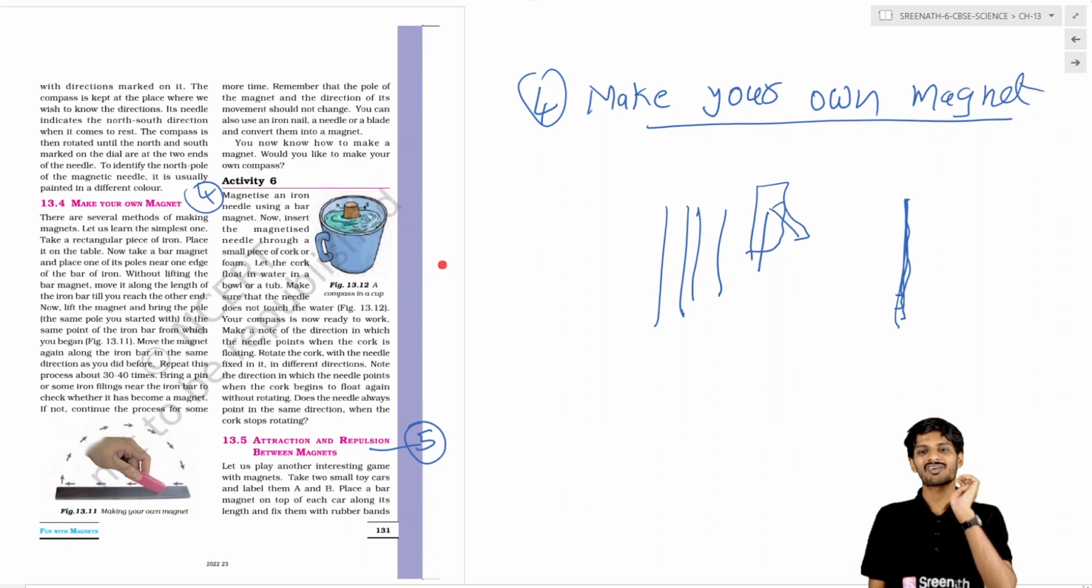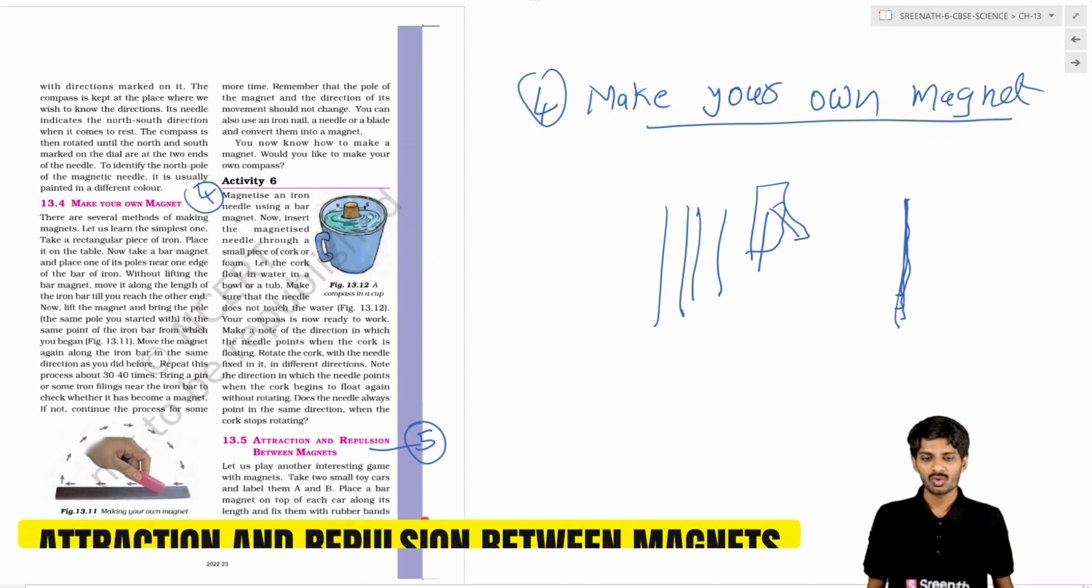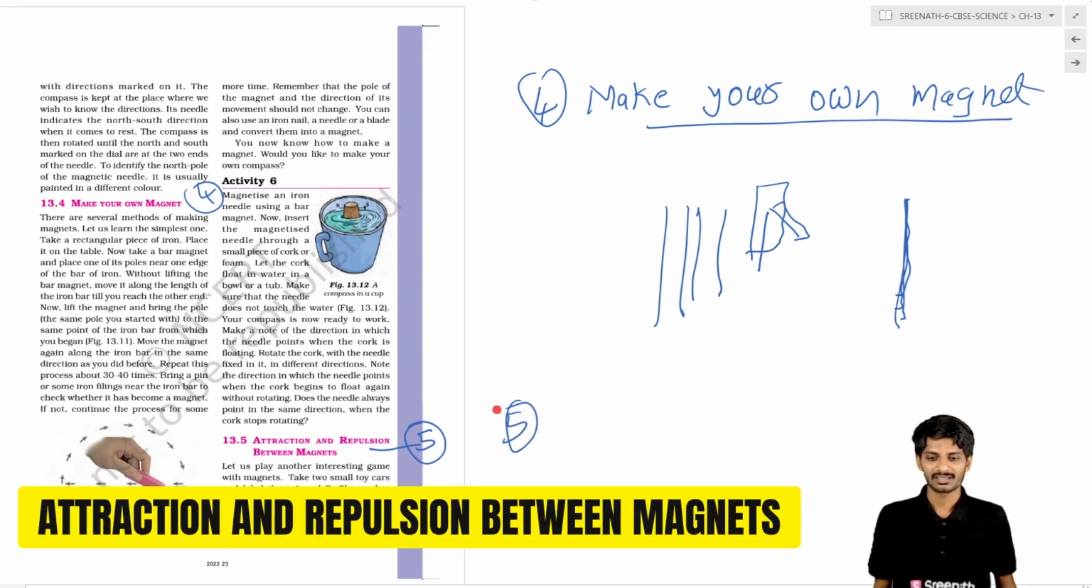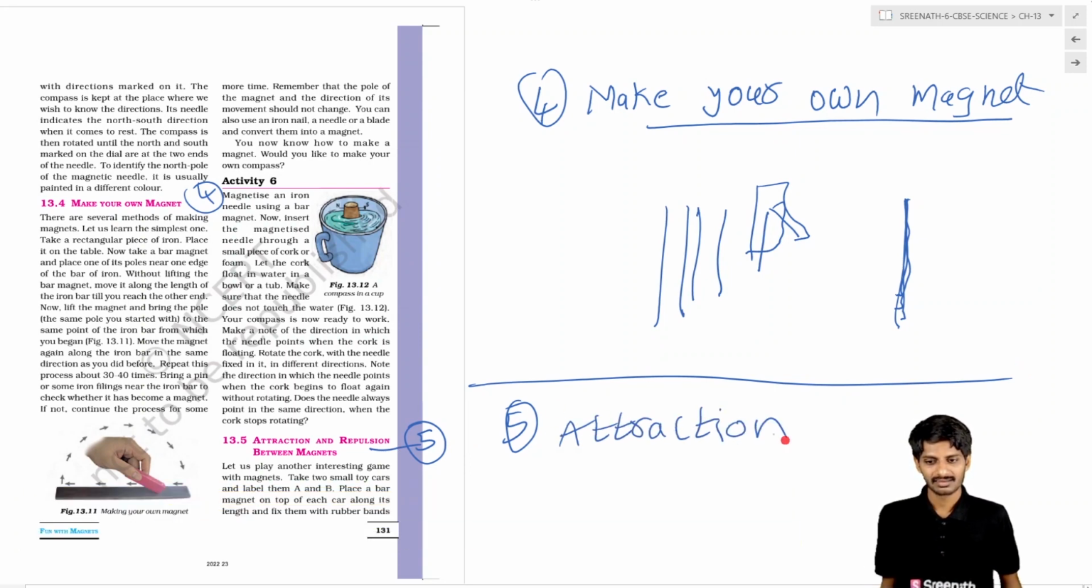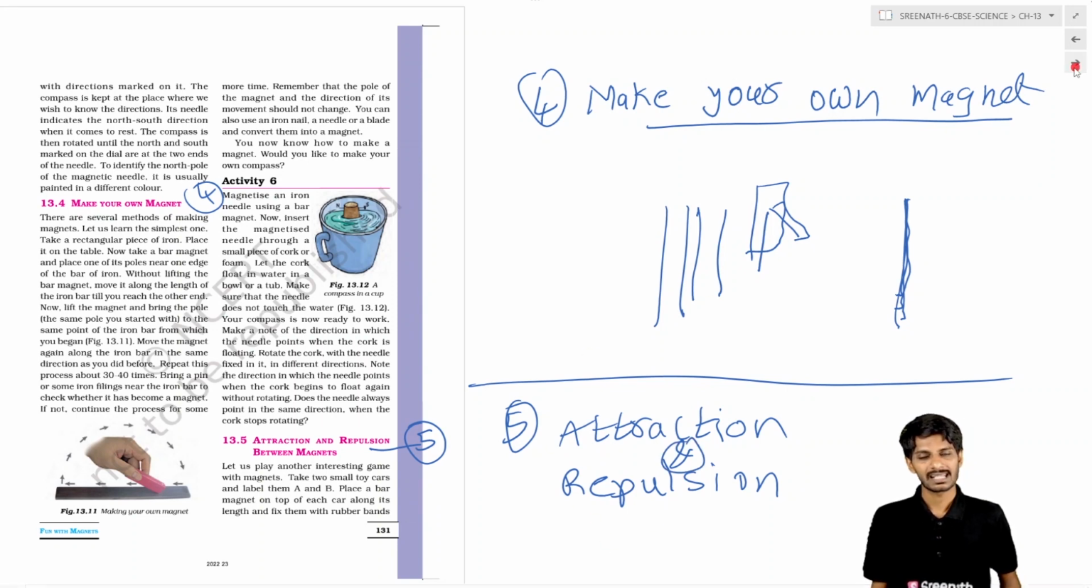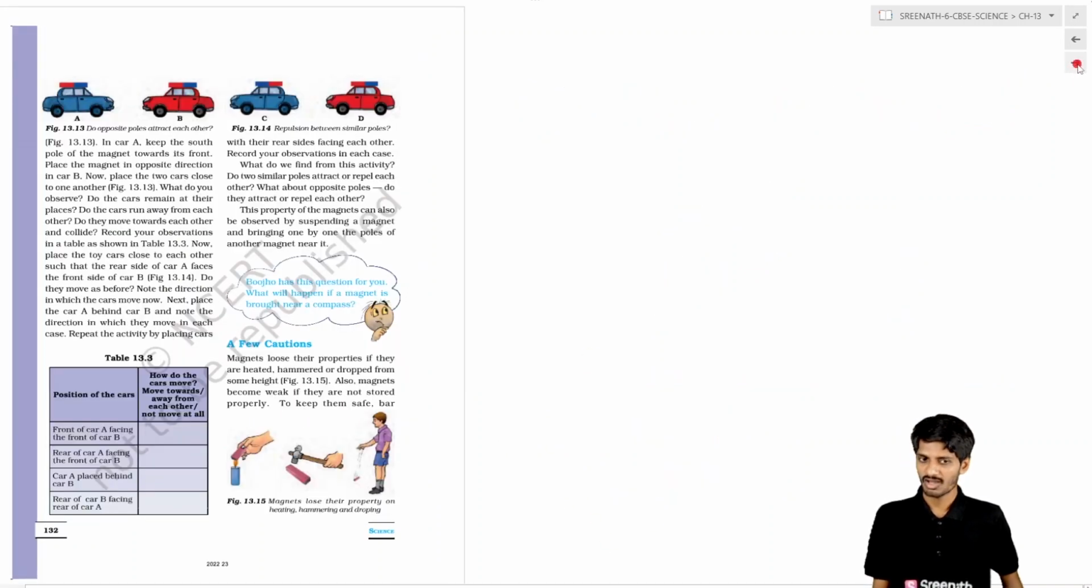So that's it. We have completed the fourth topic, students. Now we have entered the fifth topic. What is the fifth topic? Attraction and repulsion between magnets. Is there attraction and repulsion between magnets? Yes, obviously. How can we know this? By using a simple game we can know this.